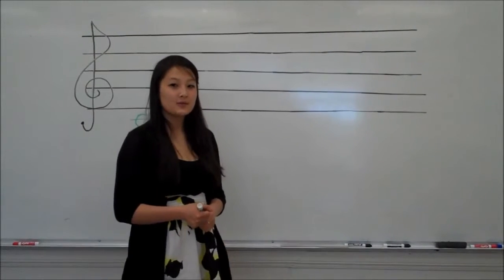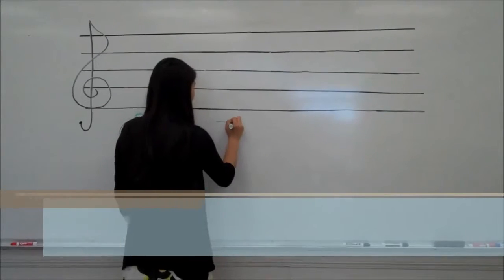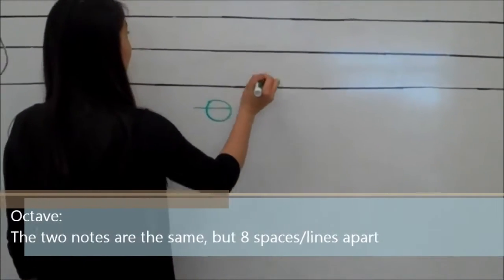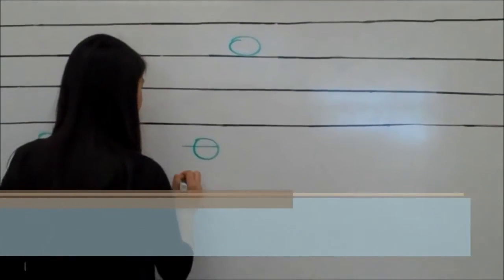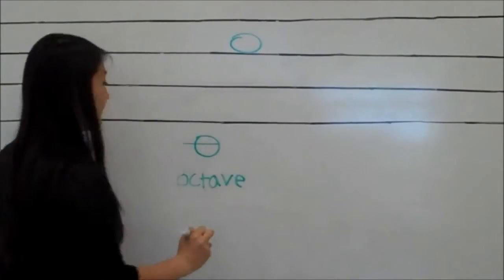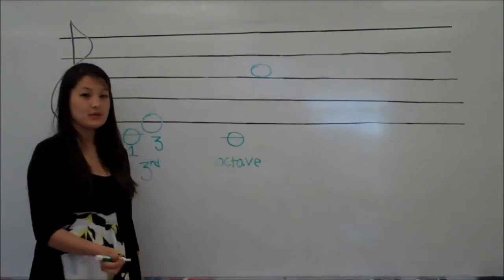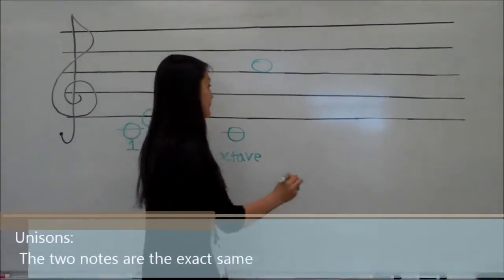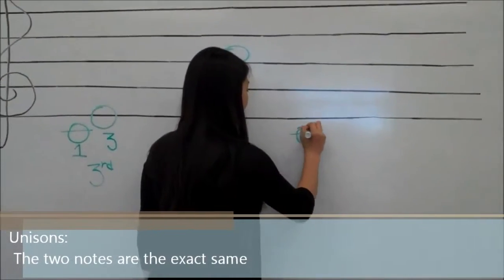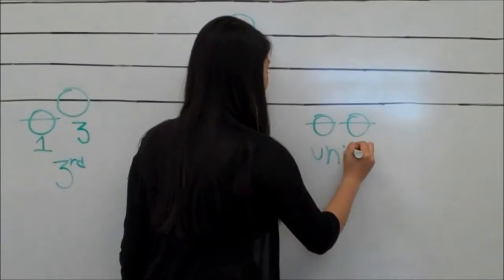There are a few other types of intervals, such as an octave, which would be from this C to this C. And there are also unisons, which is basically when the note is repeated. So if you had a C and then another C right next to it, that would be a unison.